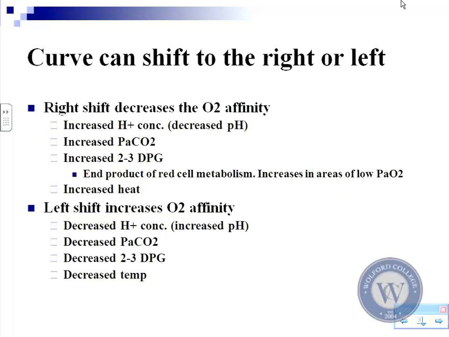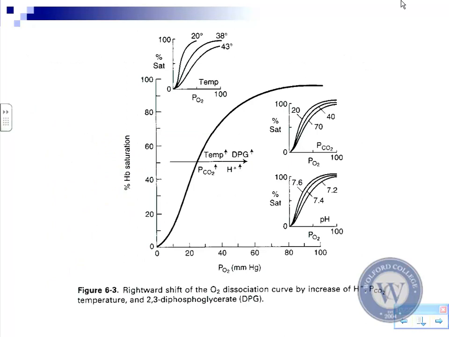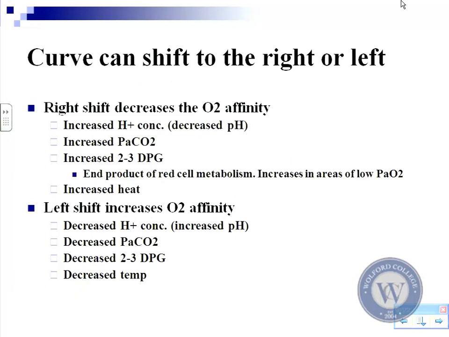Now, the curve, in addition to that, can shift right or left. And this is what confuses people. What do you mean by right shift? A right shift is going which way? So let's go into the right shift. A right shift decreases the oxygen affinity.